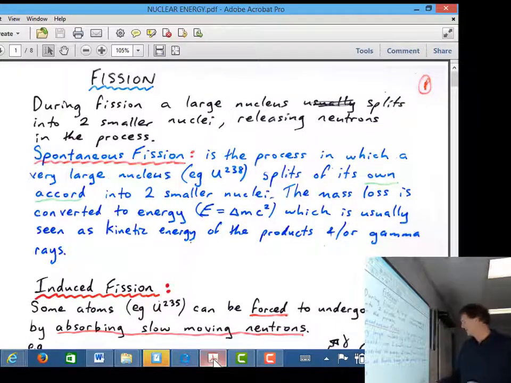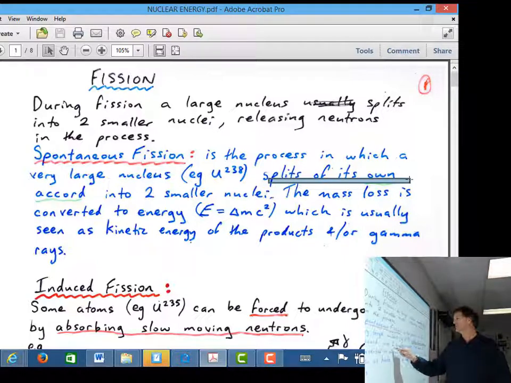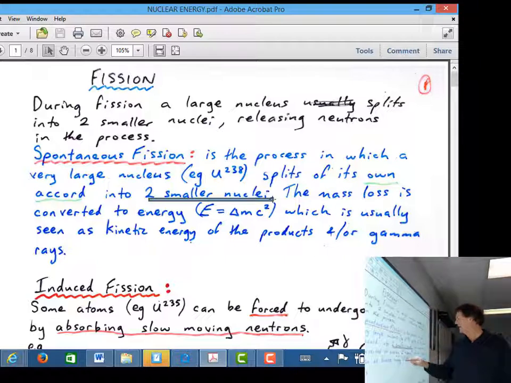In the notes here, we've got spontaneous fission. Spontaneous is when a large nucleus splits of its own accord into 2 smaller nuclei and releases some extra neutrons, and the missing mass that's lost is converted into energy, okay? And that's by E equals mc squared. So that's a spontaneous one.